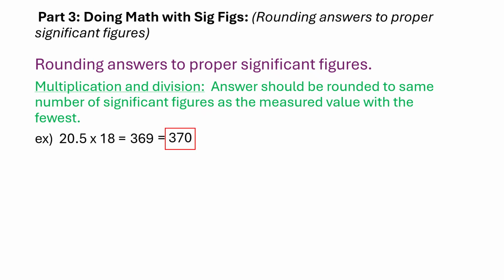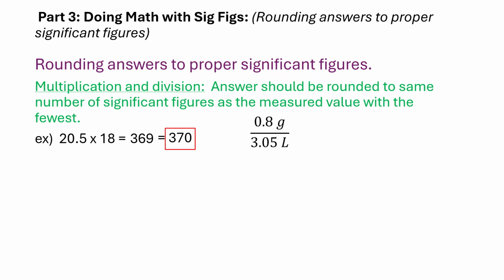Hopefully you said 370. We are going to keep a 0 in the ones place as a placeholder. We don't want to say 37, right? And that's okay because that 0 is just a placeholder because there's no decimal. So 370 would be 2 sig figs, which matches the number 18, which was the part of the problem that had the fewest.